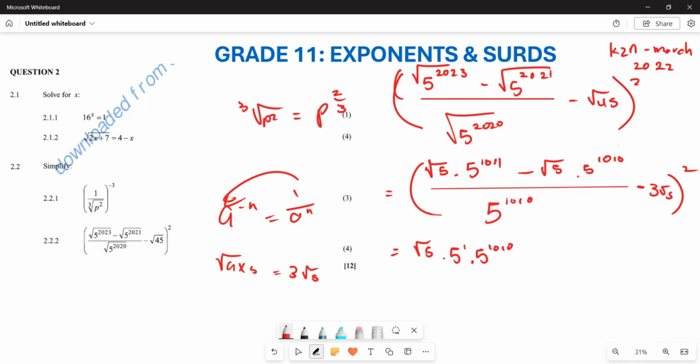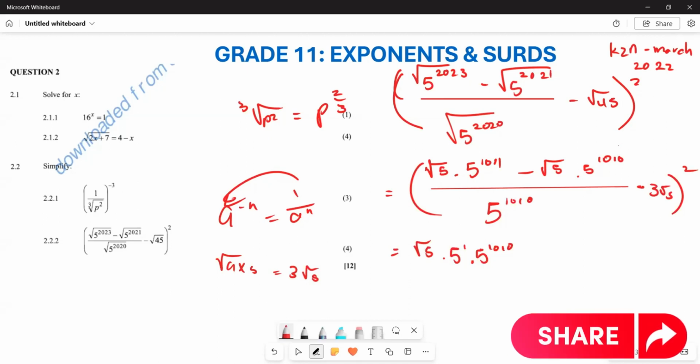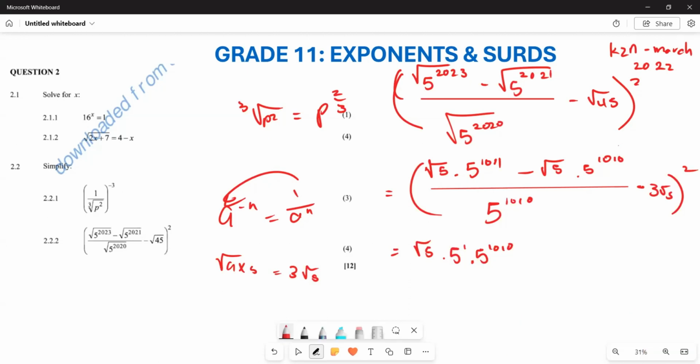Because when you say 5 multiplied by 5, multiplying powers of the same base, you are going to add the exponents. So this is still the same as 5 to the power of 1011, right? So now we are going to have root 5 here multiplied by 5 to the power of 1010, divided by 5 to the power of 1010, and now this is subtract 3 root 5, obviously, right? 3 root 5 close bracket squared.